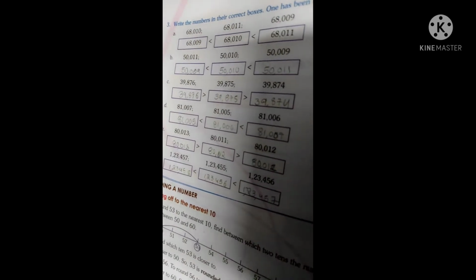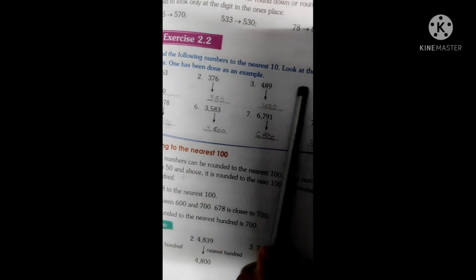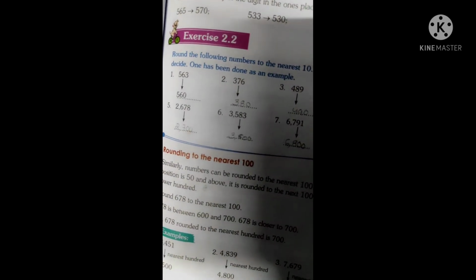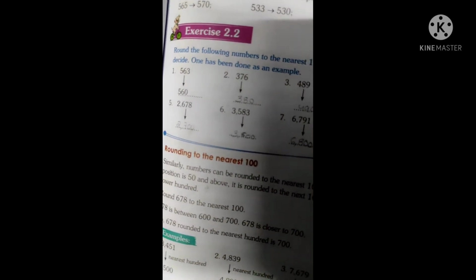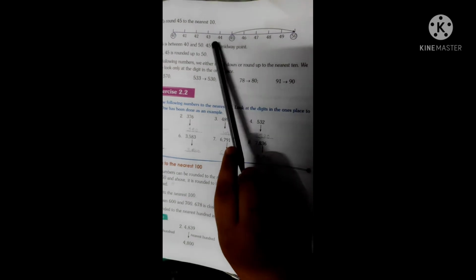So let's now do the next one. Round the following numbers to the nearest, and look at the digits in the ones place. One has been done as an example. So you know already, we have to round off. So here try to round 45 to the nearest 10. So we are only using the rule because 45 is a midway point.